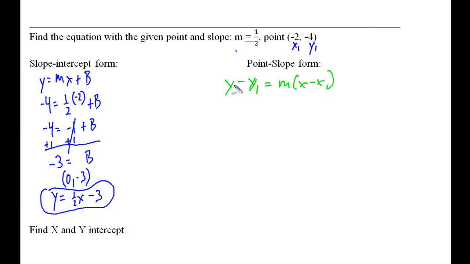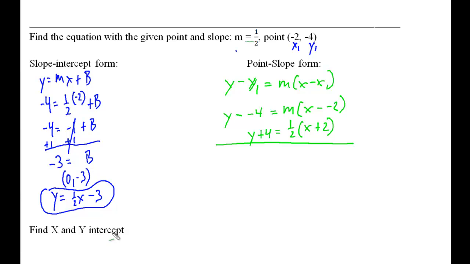Let's plug this in. y minus y sub 1, so y minus a negative 4. So y minus negative 4 is equal to m times the quantity of x minus negative 2. This means I need to simplify this a little bit. y plus 4 is equal to my slope of 1/2, I forgot to plug that in right here, times the quantity of x plus 2. There's no reason to simplify that anymore because I'm going to use this equation to find my intercepts.